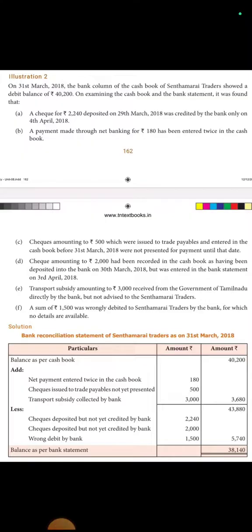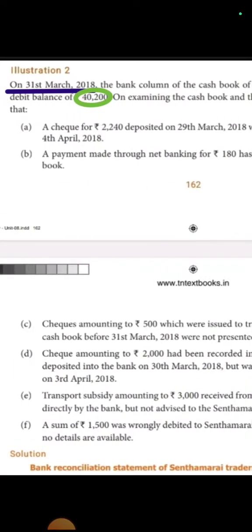In this video, we are going to learn about 11th Standard Accountancy, Chapter 8, Bank Reconciliation Statement, Illustration 2. On 31st March 2018, the bank column of the cash book of Sendamre Traders showed a debit balance of Rs 40,200. So we have the debit balance of cash book as 40,200. That means we have to follow the original method, right?